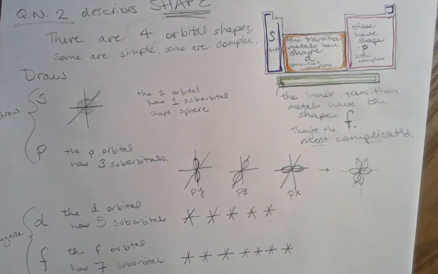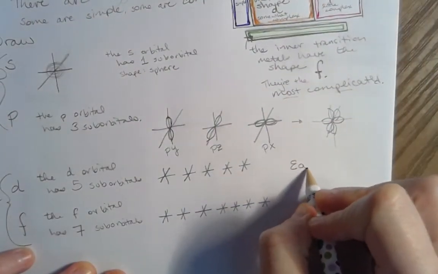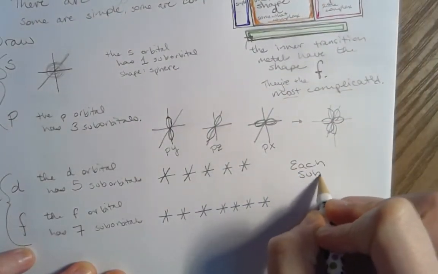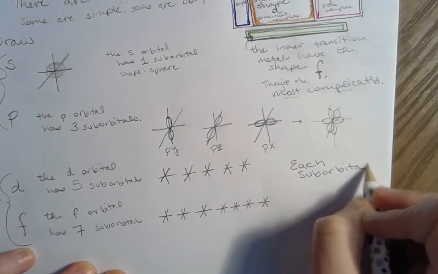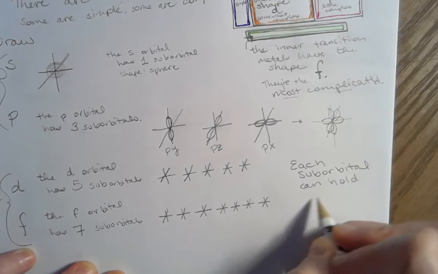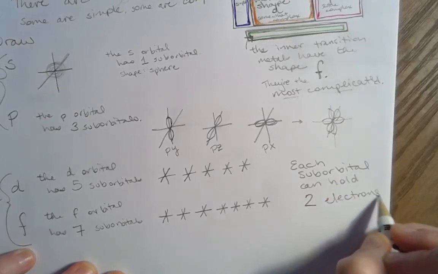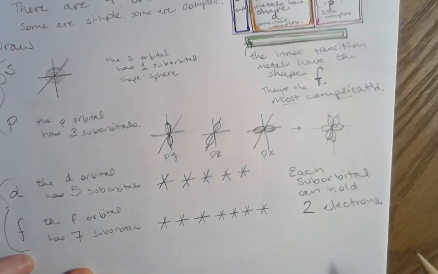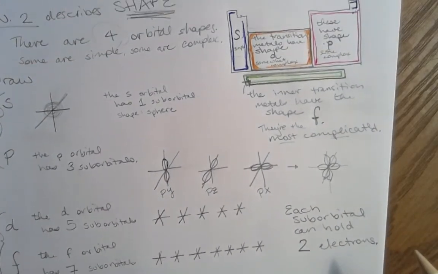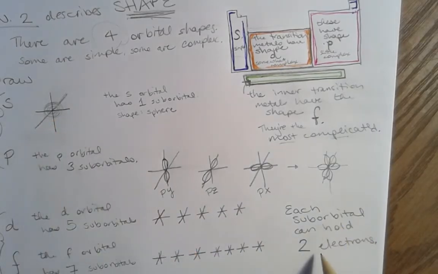This isn't going to work on screen. The big takeaway is each suborbital can hold 2 electrons. So your s block with a single suborbital, that suborbital can hold 2 electrons.